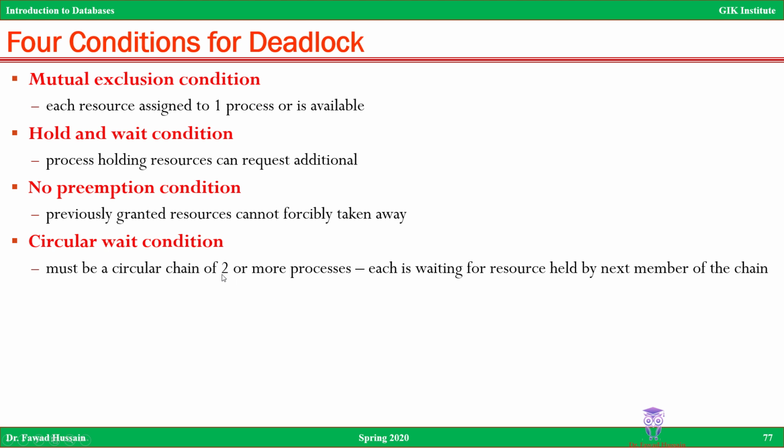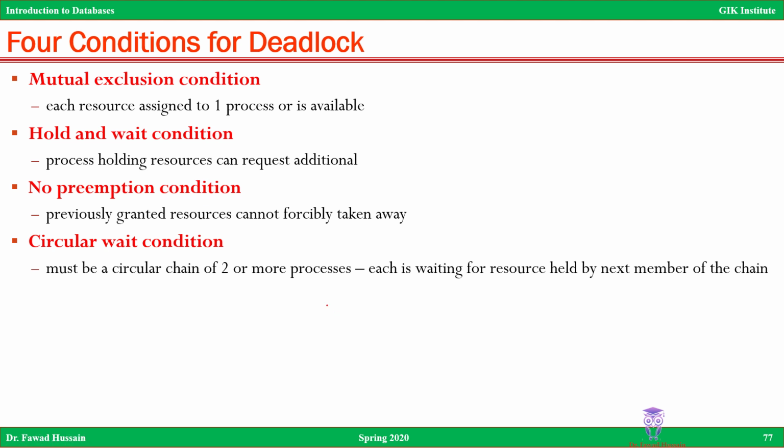Now there are four conditions that must hold for a deadlock to occur. The first is the mutual exclusion condition: each resource is assigned to one process or is available. Hold and wait condition: a process holding resources can request additional resources. No preemption condition: a previously granted resource cannot be forcefully taken away. And circular wait condition: there must be a circular chain of two or more processes, each waiting for the resource held by the next member of the chain.